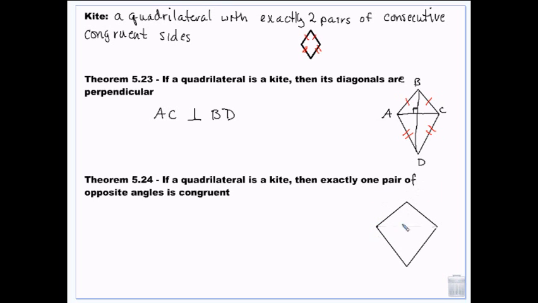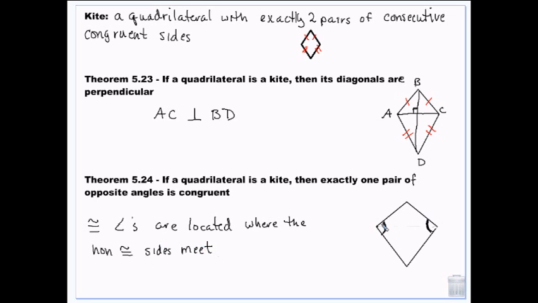You have one pair of opposite angles that are congruent. It's the pair that is congruent. The congruent angles are located where the non-congruent sides meet. So these are the congruent angles, not these.